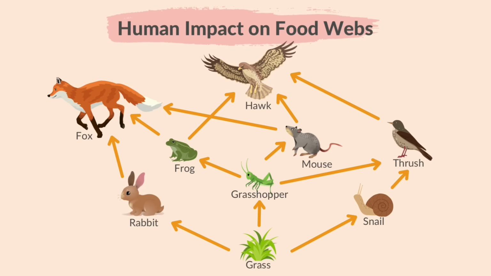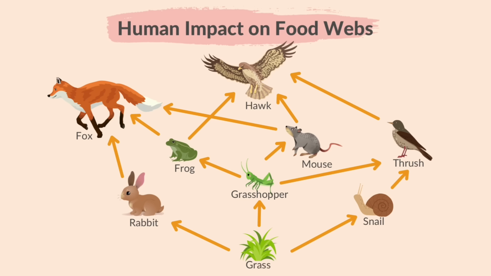Let's look at an example of how the introduction of foreign species to a habitat can affect it. Let's say humans have introduced owls to this habitat to eat the grasshoppers, which they consider to be pests and want to reduce its population. So if the population of grasshoppers decreases, the population of grass would increase as there are now fewer species feeding off them. The population of frogs and mice would decrease significantly as grasshoppers are their only food source.